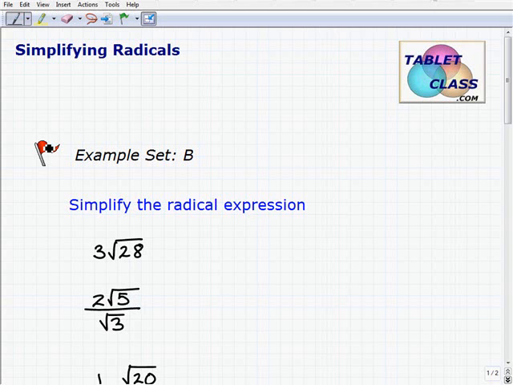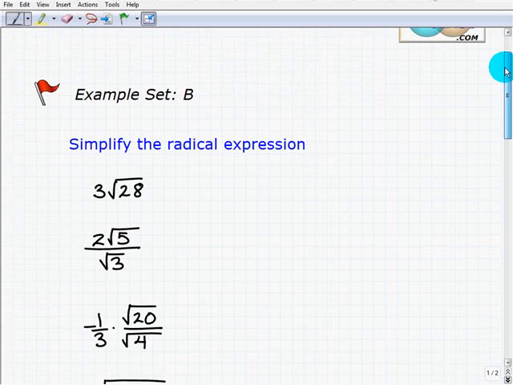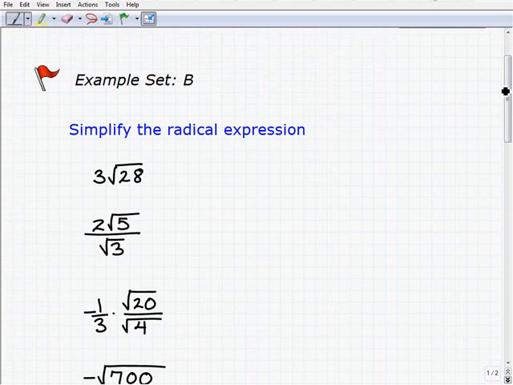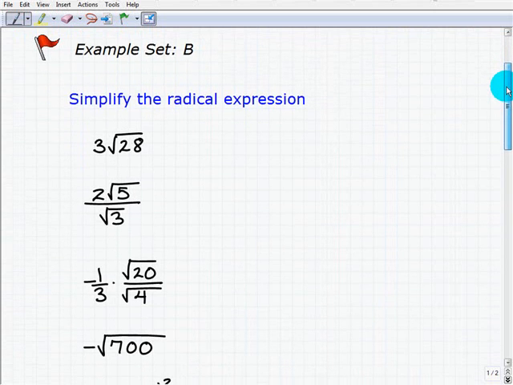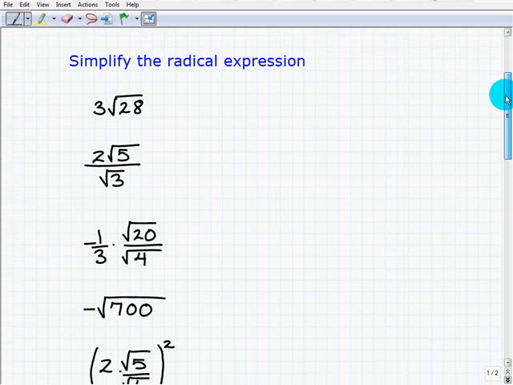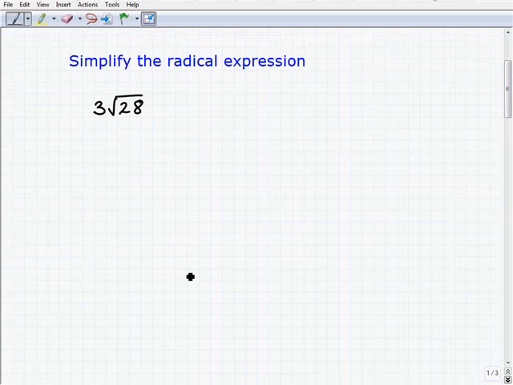This is our second example set B. So hopefully you had a chance to apply what we learned in the lesson in example set A. And what we're going to do here is just continue to practice. I'm trying to throw in a little bit more variety of problems so we can assure that you understand the principles that we talked about in the lesson. Let's go and take a look at our first problem.